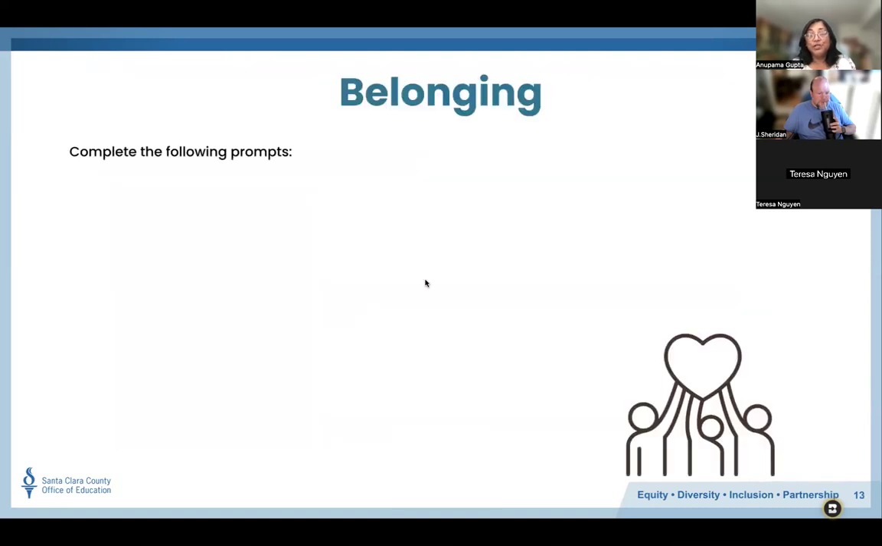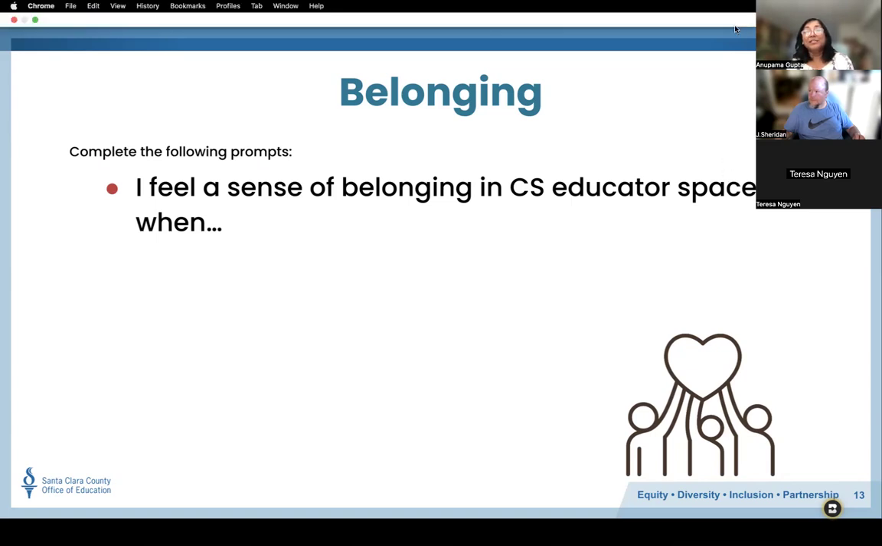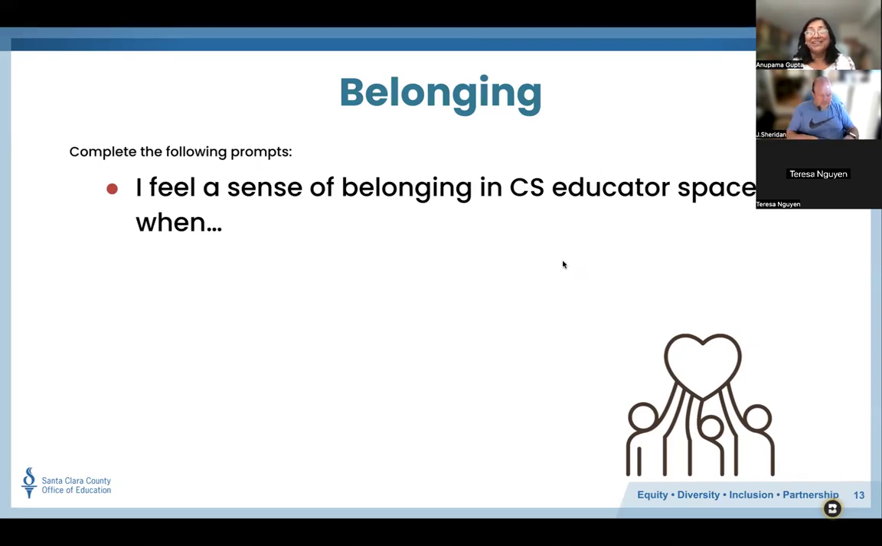Okay, so here are 2 prompts which I would like you to complete. And this is an activity you can do with your teachers. I feel a sense of belonging in CS educator space when. Did you want us to respond to that? Yes, please write it in the chat. I feel a sense of belonging in CS educator space when. So if you can complete the prompt in the chat, please.